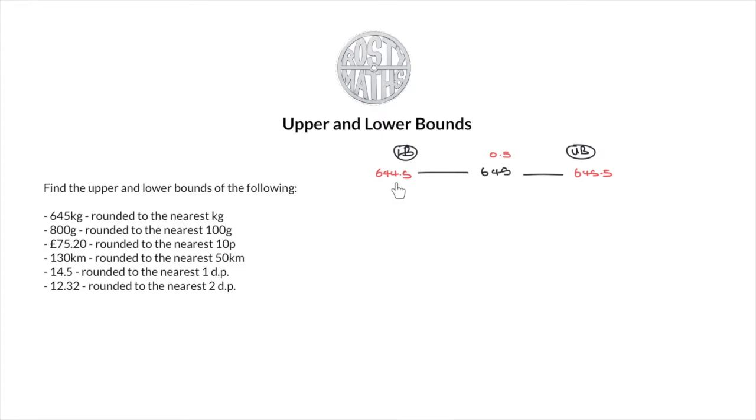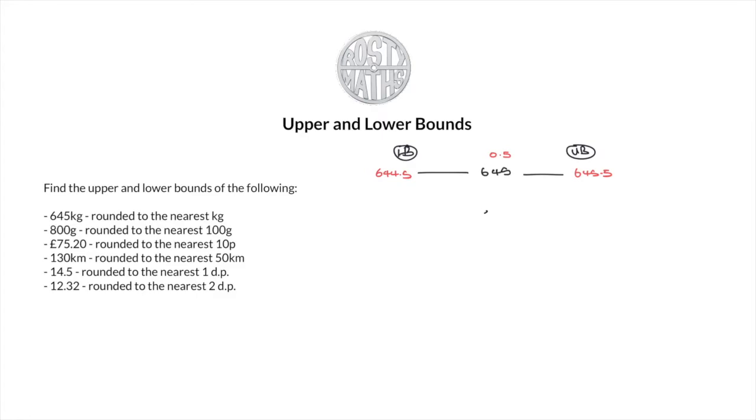That's my lower bound, and that's my upper bound. And don't forget what I said at the very beginning. The lower bound, this is going to round up to 645, but this is not going to round down to 645. It's just a barrier. It's actually 645.499999, but we just write 645.5. So keep bearing that in mind. Let's go on to the next one, otherwise the video is just going to get too long.